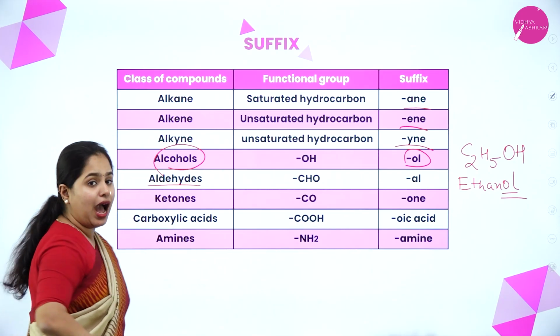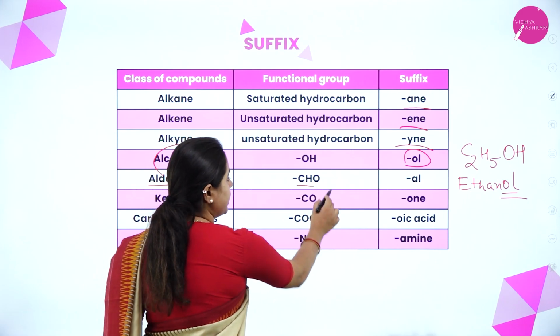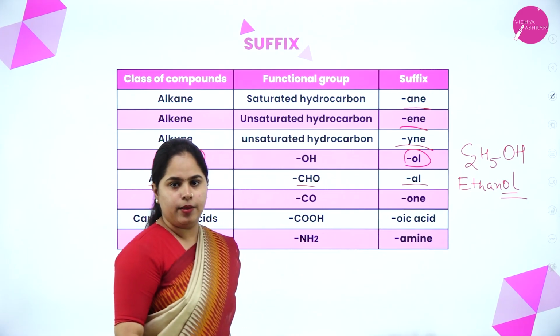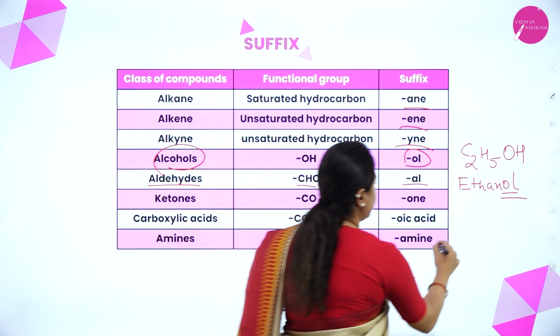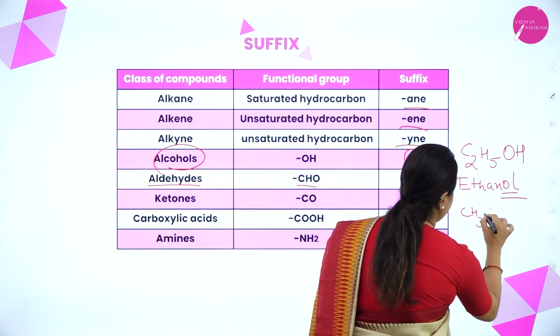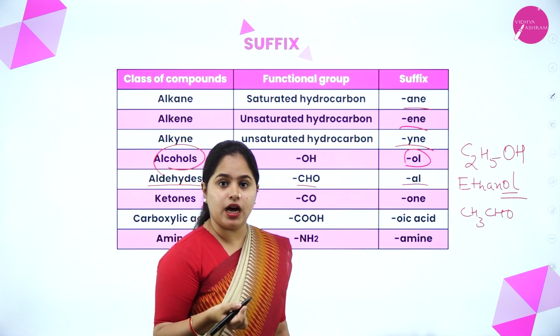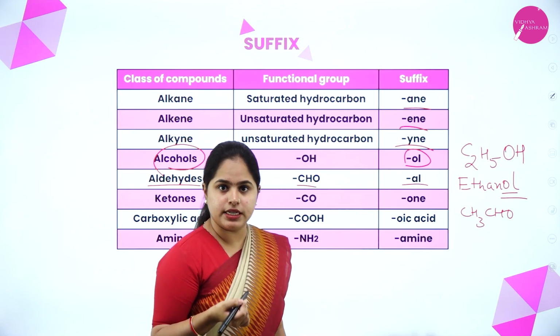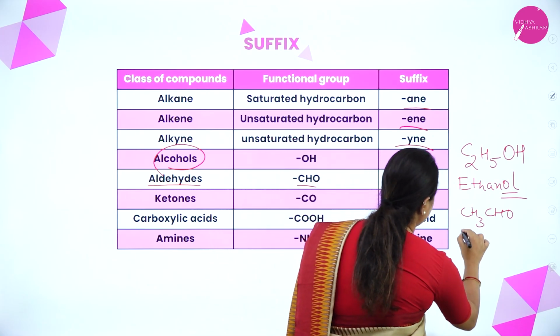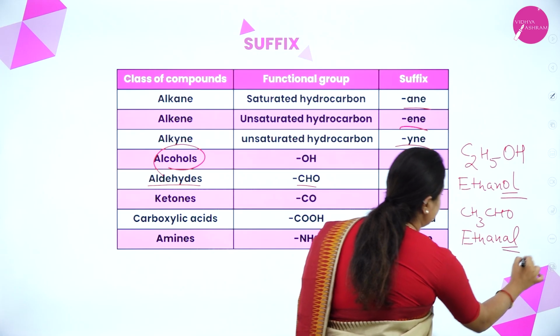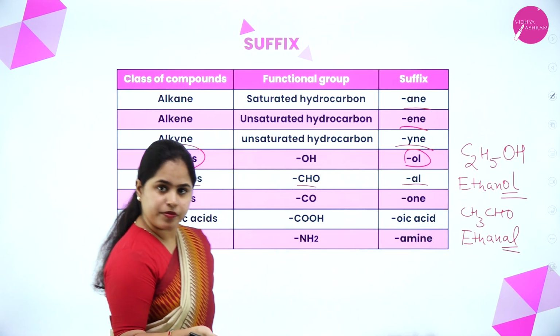Now in the case of aldehydes, that is the CHO aldehyde group, the name should end with al. Let's take the example of CH3CHO. How many carbon atoms are here? 2 carbon atoms. So again the word root is eth and it should end with al. It will be ethanal. Clear?